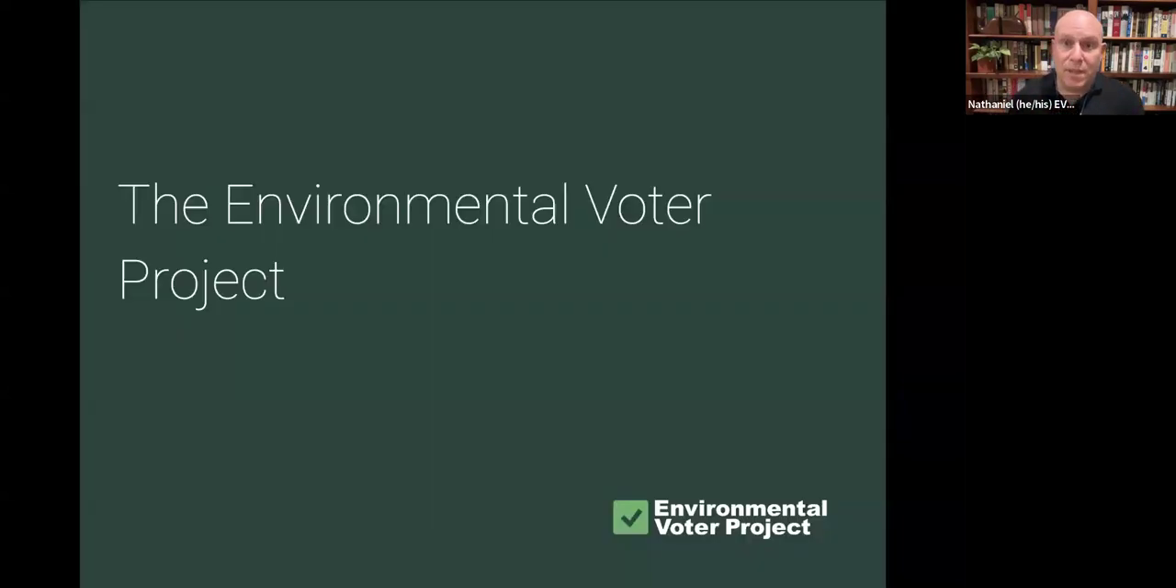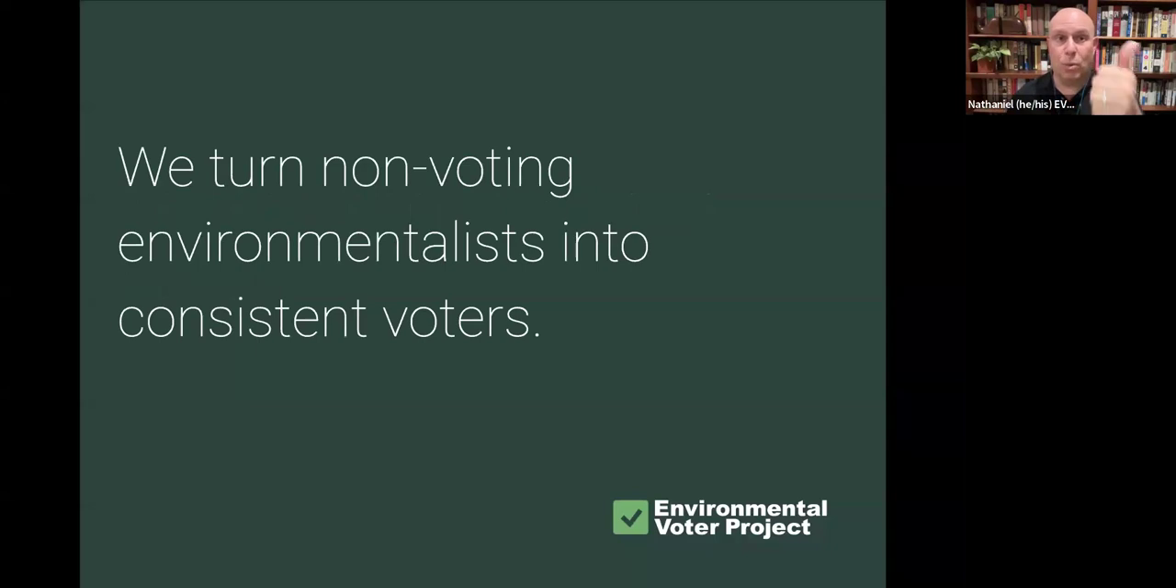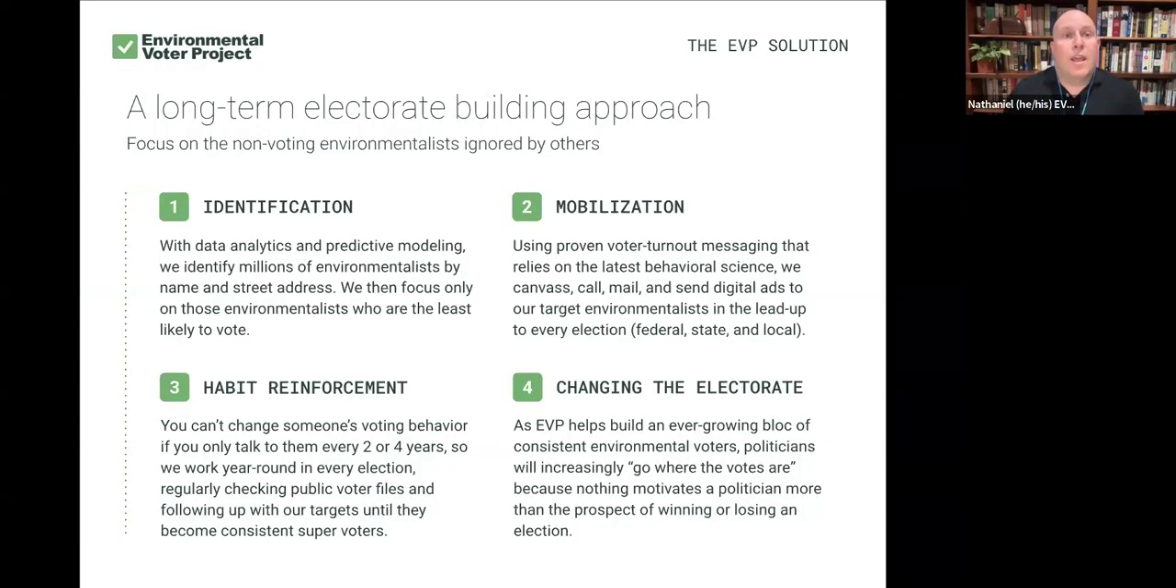For those of you who aren't familiar with the Environmental Voter Project, we are a nonpartisan nonprofit that is laser focused on just 2 things. 1, identifying people who care about the environment who don't vote, and then 2, turning them into better voters. That's it. That's all we do. We find environmentalists who don't vote, and then we turn them into better voters. The reason we do this is because it turns out there are literally millions of non-voting environmentalists. We identified well over 11 million who skipped the most recent presidential election.